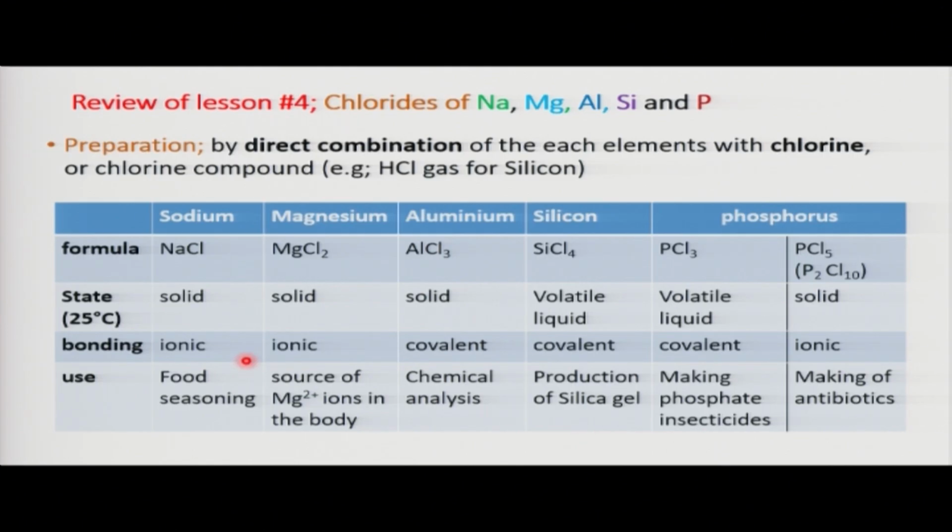And as you would imagine, the bonding is ionic for sodium up to magnesium, covalent for aluminium because of its polarizing power, and the rest being nonmetal or having nonmetallic properties, they exhibit covalent. This is a bit unique. Remember, we looked at it. And those are the uses. Basically, that is what we looked at in lesson 4.